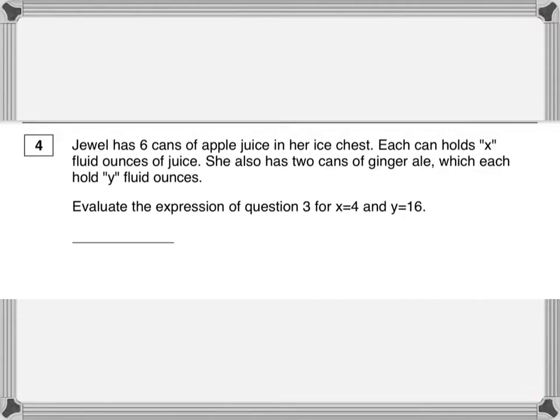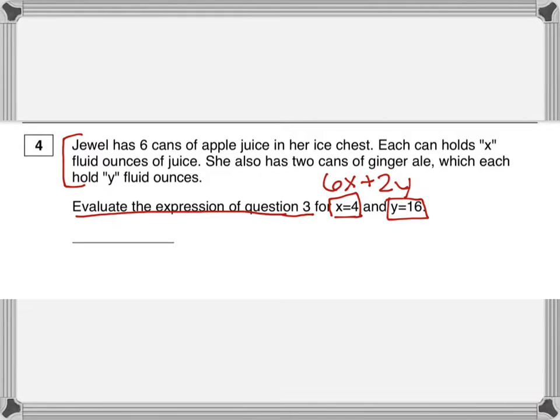Problem 4 is kind of a continuation of problem 3. So I'm going to go ahead and write my expression for this problem, which is 6x plus 2y. So it's the same problem. Jewel has 6 cans of apple juice in her ice chest. Each can holds X fluid ounces. She also has 2 cans of ginger ale, which each hold Y ounces. What are they asking me to do now? Evaluate the expression of question 3 for X equals 4, Y equals 16.